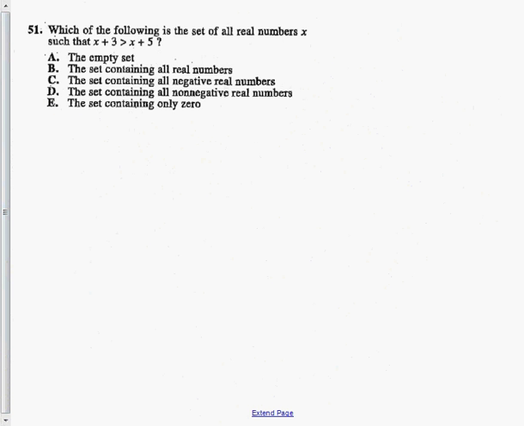Which of the following is the set of all real numbers x such that x plus 3 is greater than x plus 5? Why don't you work that out real quick, and I'll give you 20 seconds. It's very easy. Okay, I'm going to count in my head. When I get to the count, then you give me the answer.